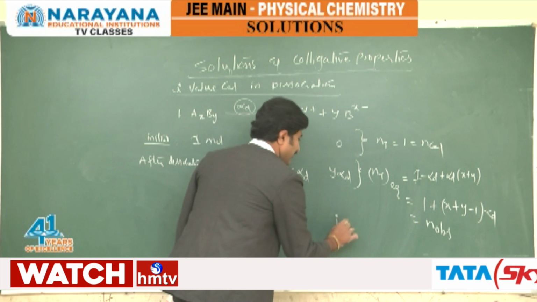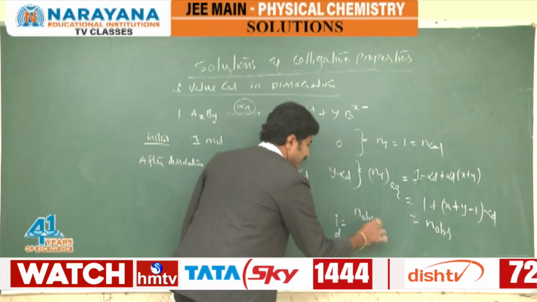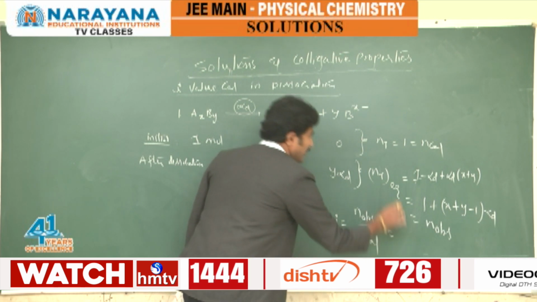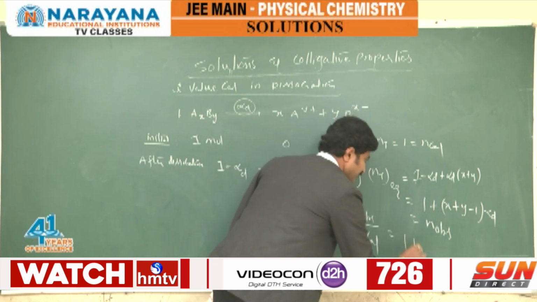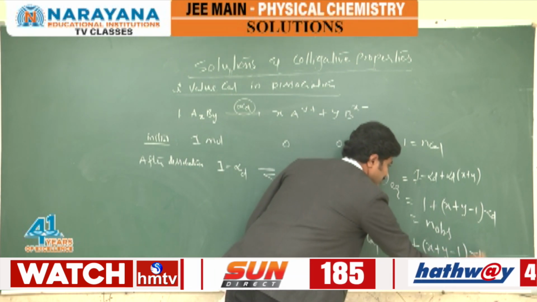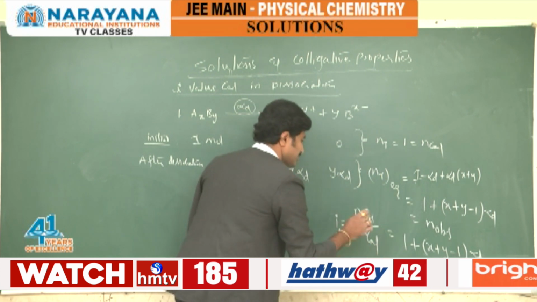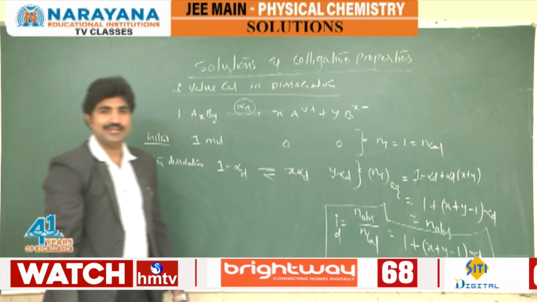But what is the van 't Hoff factor i? i dissociation is equal to observed moles by calculated moles. You added 1 mole, but finally you are getting this number of moles. This is 1 plus (x plus y minus 1) into alpha dissociation, by 1. Like this only you can calculate the van 't Hoff factor i in dissociation.